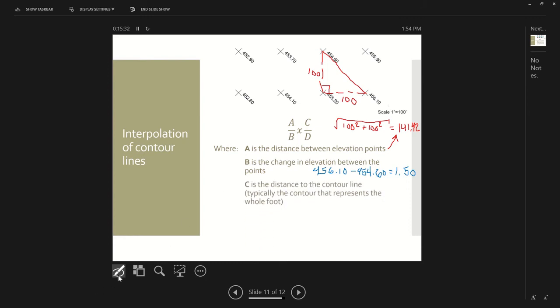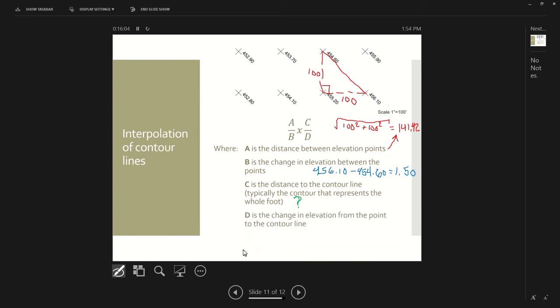Now C is the distance to the contour line. Typically the contour that represents the whole foot. We're trying to figure out where that contour line comes through. So C is the variable we're looking for. Big old question mark.